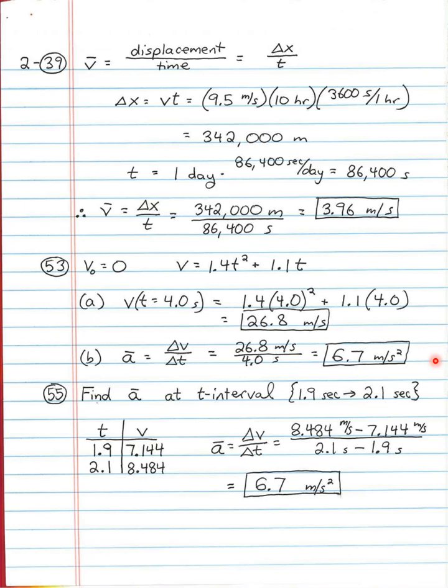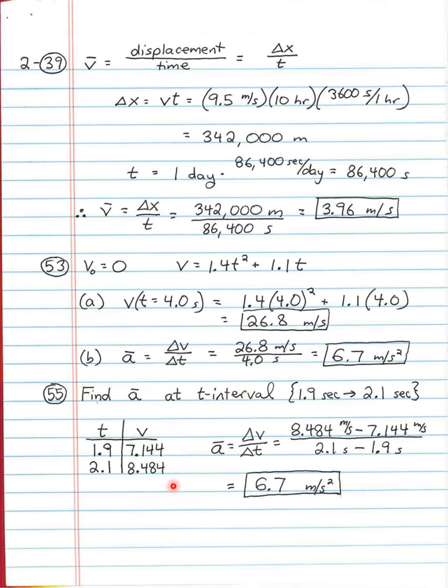Number 55, estimate the instantaneous acceleration at t equals 2.0 seconds. So what I'm going to do is look at what is the velocity immediately before and immediately after. So I've chosen 1.9 seconds and 2.1 seconds. That's 1/10 of a second prior and 1/10 of a second after. Now you could also do it 100th of a second prior and 100th of a second after. You can try different numbers as long as it's the same very short time increment before and after. But these are the values I've chosen.